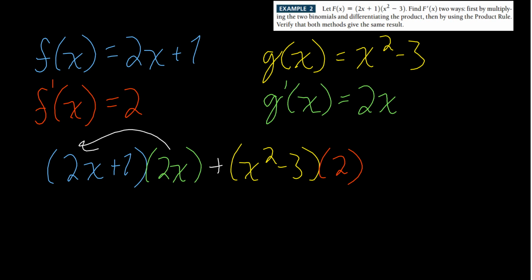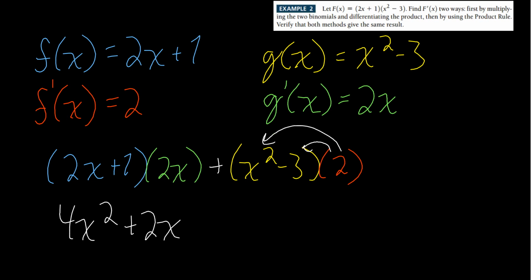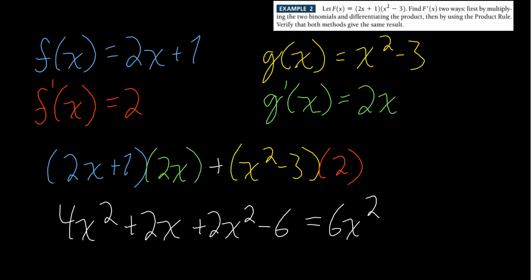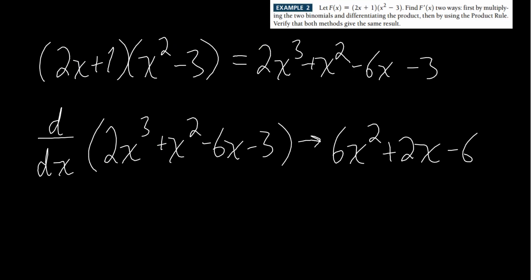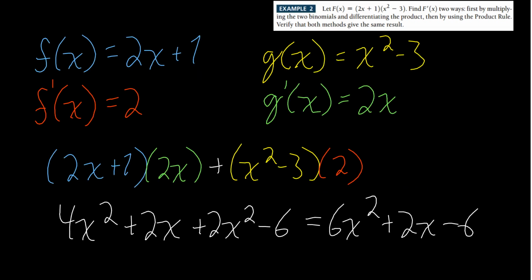So we're distributing. We have a 4x squared plus 2x, and distribute here. We have a 2x squared minus 6. Then if we clean that up, the x squareds combine to get 6x squared plus 2x minus 6. And I'm pretty sure that's what we had here. Yep, 6x squared plus 2x minus 6 and 6x squared plus 2x minus 6.